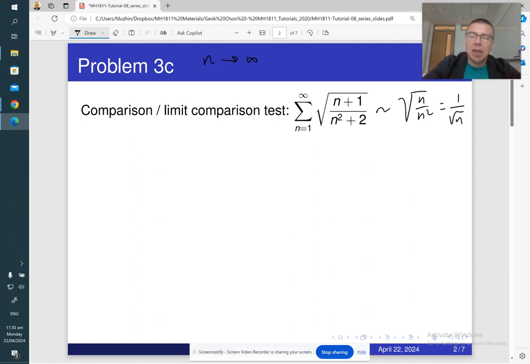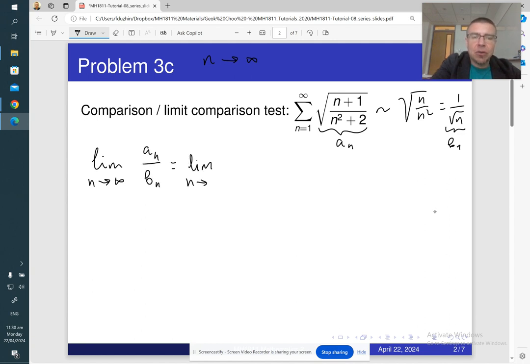So which means that if we compare our series to the summation of 1 over square root n, then probably we will succeed, right? So if our series is an and this summation of 1 over square root n is bn, let us figure out what is going to be the limit as n goes to infinity of an divided by bn, right? Which is the limit as n goes to infinity of square root of n plus 1 over n squared plus 2.